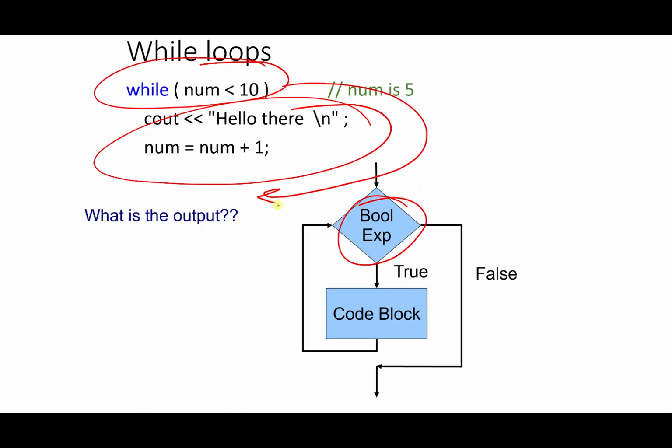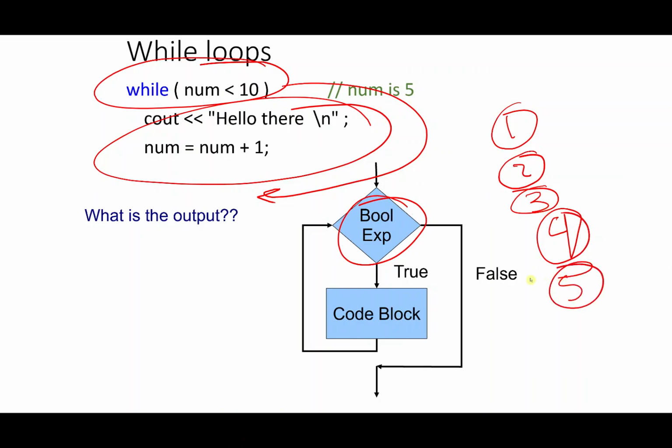Now, some of you would say, okay, hello world printed 5 times. Because 5 is less than 10, yes, true, print the first hello world. Then num plus 1, num is 6, and 6 is less than 10, yes, print hello world. 7, print hello world. 8, print hello world. 9, print hello world. 10 less than 10, no, so don't print hello world. So you would say you printed hello world 5 times? You said that, right?